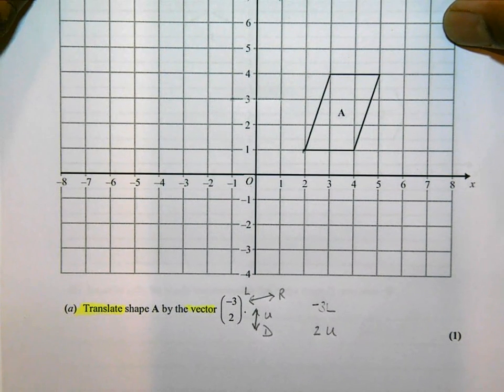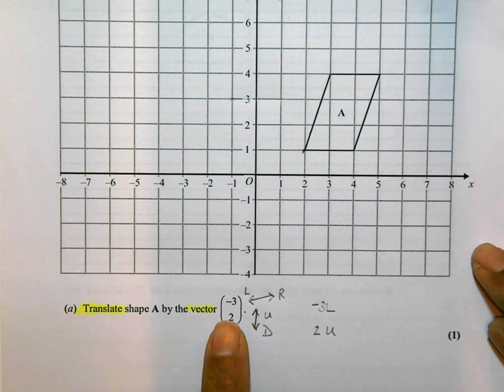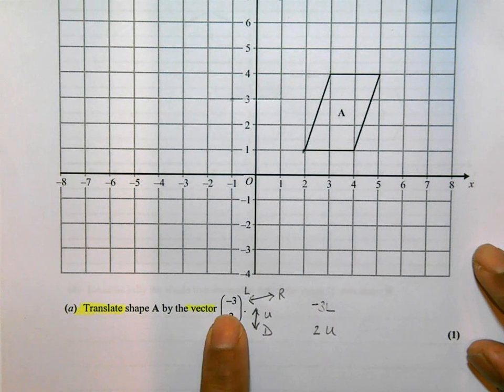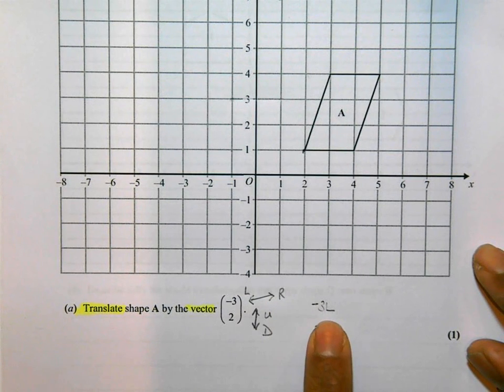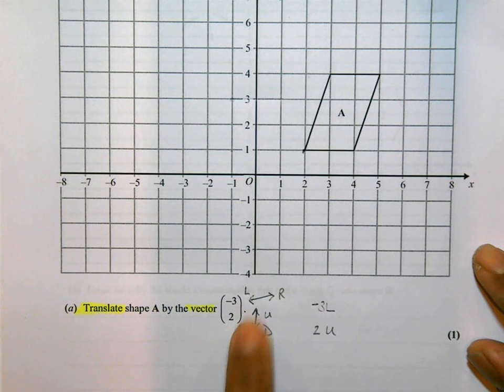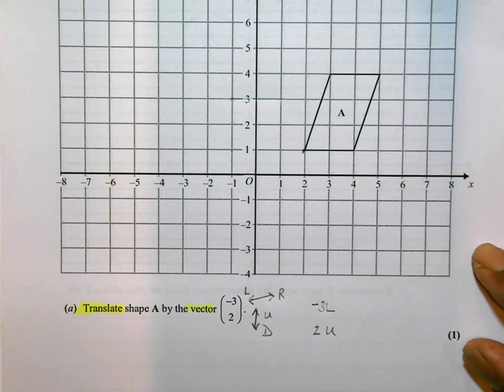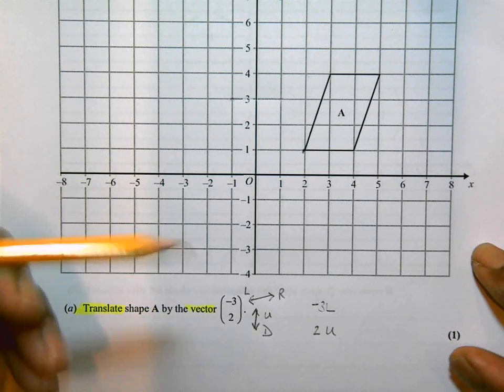I've put some arrows next to it. -3, right, or the top number means how much you move left or right, but -3 means you move 3 left, and 2, the bottom number, means if you go up or down, and because it's positive, it means 2 up. That is very important that you know what that means.